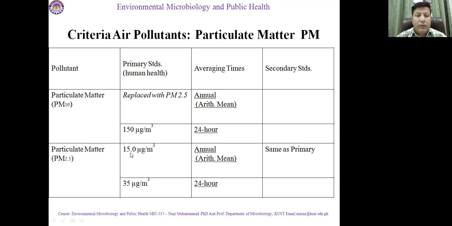Particulate matter 2.5: 15 micrograms per cubic meter according to the annual arithmetic mean, and 35 micrograms per cubic meter for 24 hours if present in air. That is called particulate matter 2.5. So we can see from here that if 35 micrograms of any pollutant is present per cubic meter for 24 hours, the particulate matter concentration of that air is 2.5.